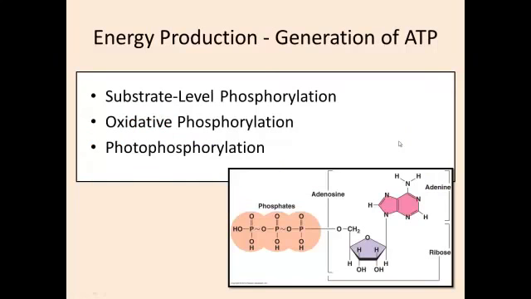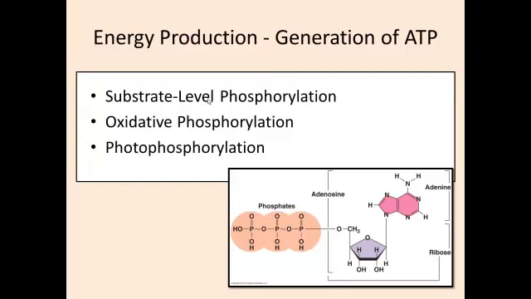Let's talk about another type of energy transfer. When you move phosphate groups around, it's kind of like moving that electron. You move energy with these phosphates. So we call this phosphorylation, when you put a phosphate group onto a molecule. Now in part 2, we're going to be talking about substrate level phosphorylation and oxidative phosphorylation. Let's talk about what we mean by that.